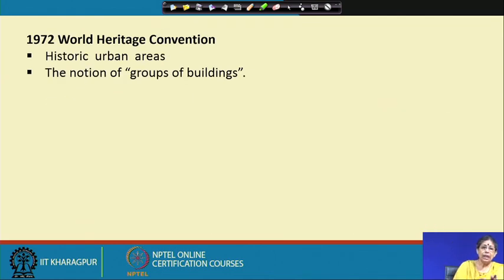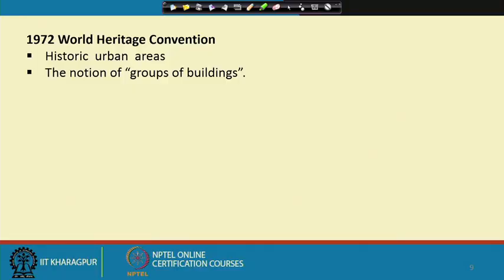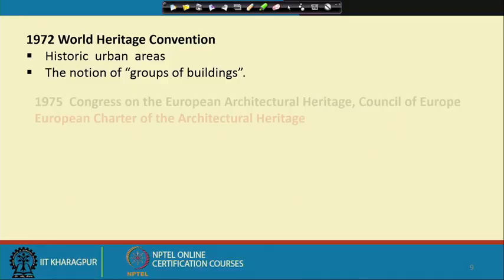Now, let us see what the 1972 World Heritage Convention talked about. It talked about historic urban areas and the notion of a group of buildings. Not only does it have to be a city, it can be a part, it can be a spine where there is a group of buildings which independently may not have a lot of significance, but as a group contribute to the significance historically, aesthetically, in urban design and townscape value.